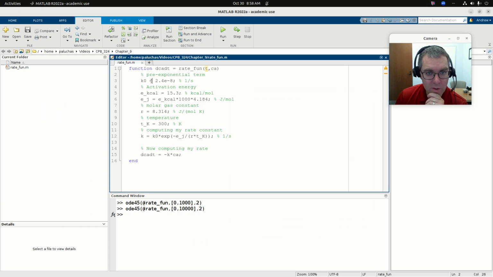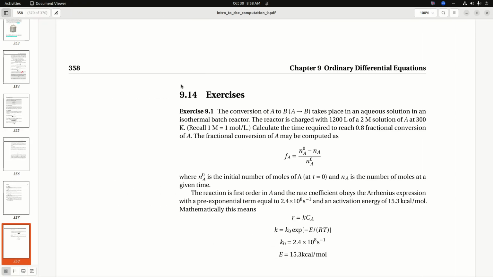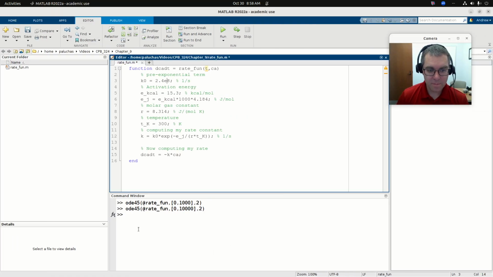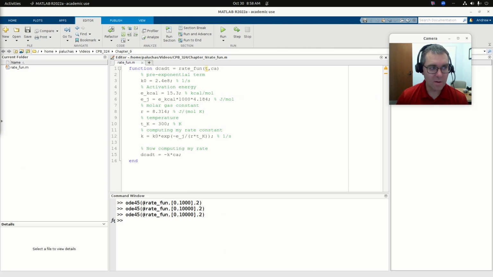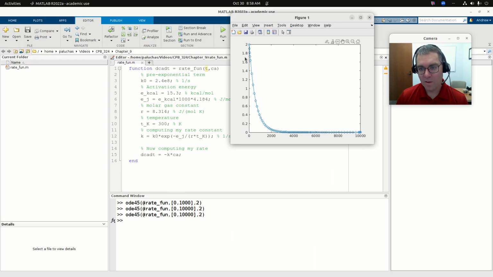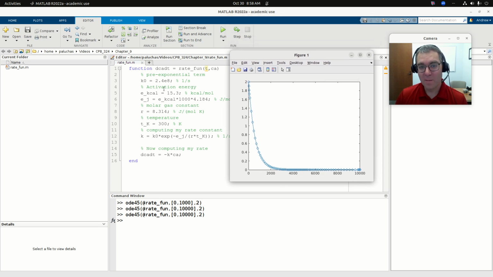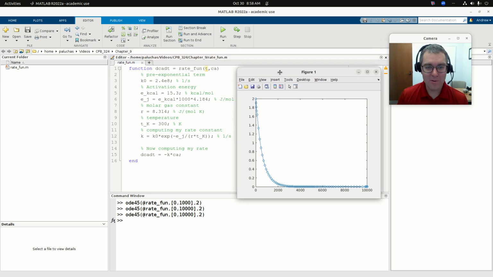So my rate function, there's k naught. Let me double check. That's 2.4 times 10 to the 8, not negative 8. So 2.4 times 10 to the 8. Let's see if that fixes it. Yeah, and now I have this exponential decay function like I'd expect. Perfect. So again, I ran in the command window to make sure I didn't have anything broken, and there I was able to catch the typo, in that my concentration wasn't actually changing.